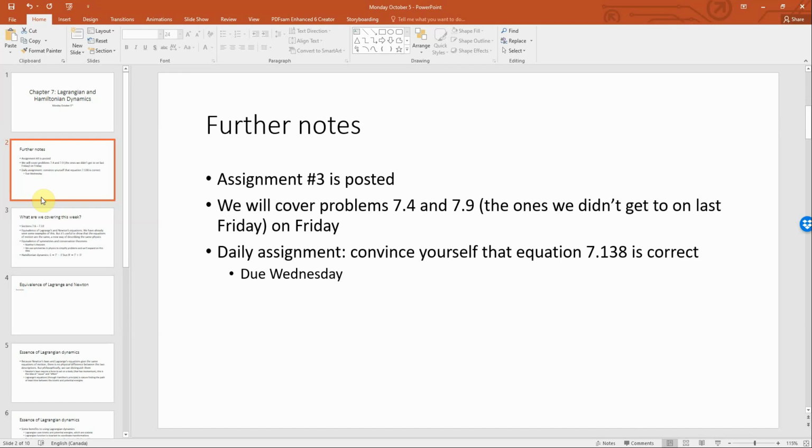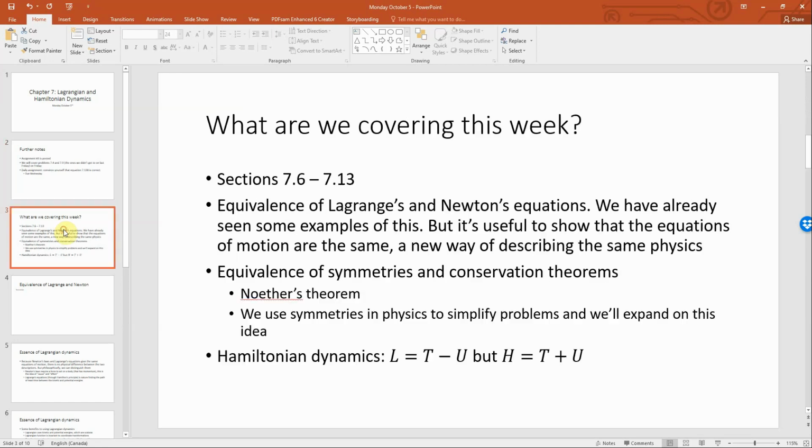The daily assignment will be to convince yourself that equation 7.138 is correct. And we'll see what equation 7.138 is towards the end of lecture. And this will be due Wednesday.